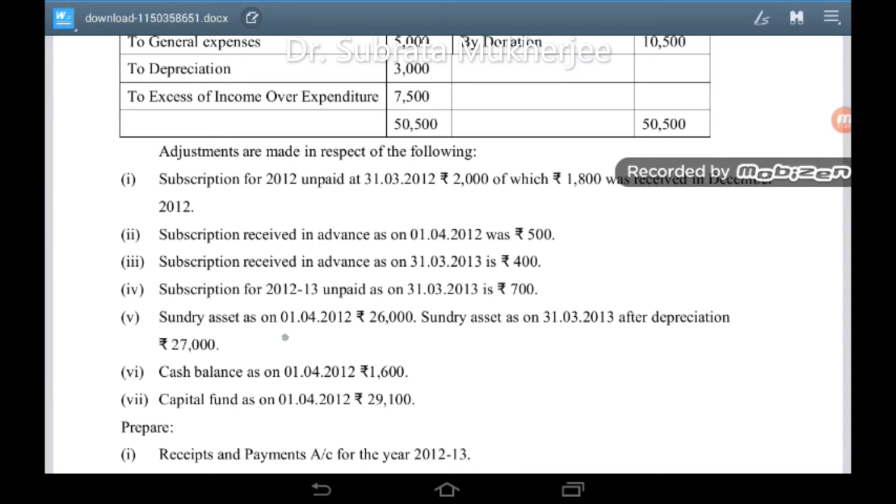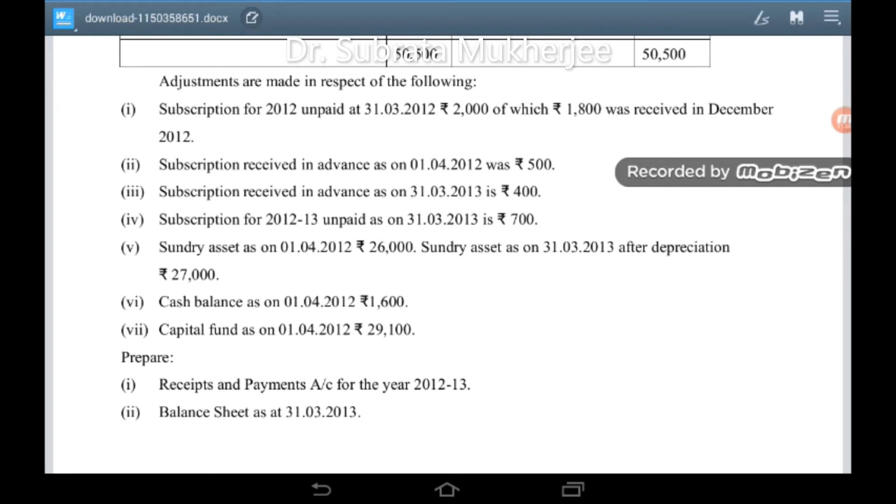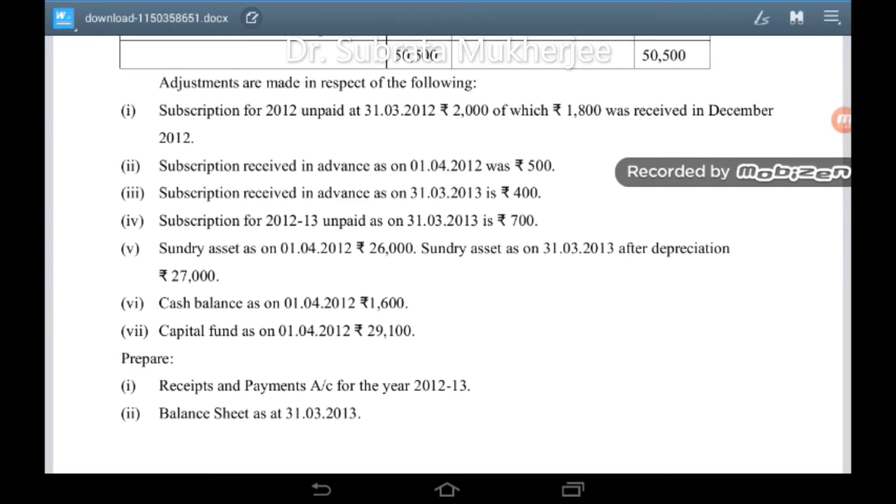Sundry asset as on 1st April 2012 rupees 26,000. Sundry asset as on 31st March 2013 after depreciation rupees 27,000. Cash balance as on 1st April 2012 rupees 1,600. Capital fund as on 1st April 2012 rupees 29,100. Prepare receipt and payment account for the year 2012-13 and balance sheet as at 31st March 2013.